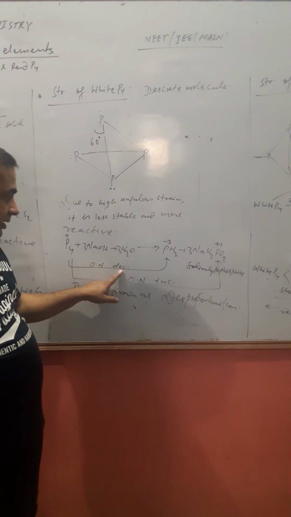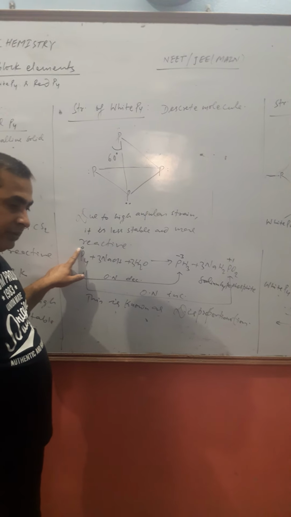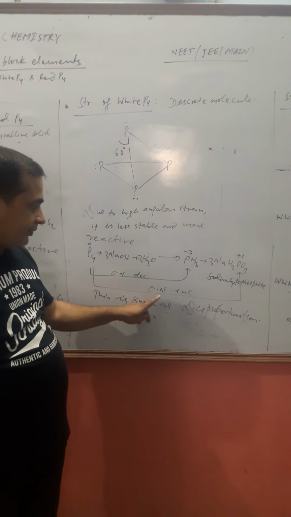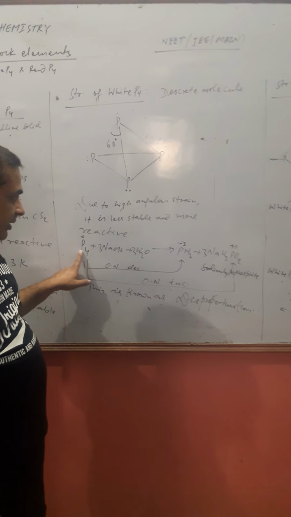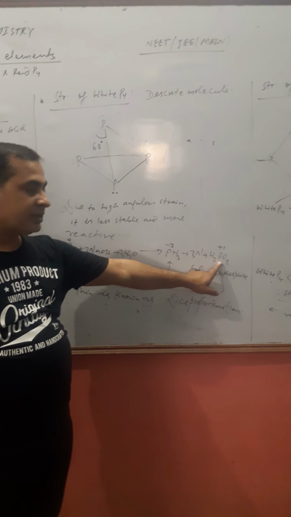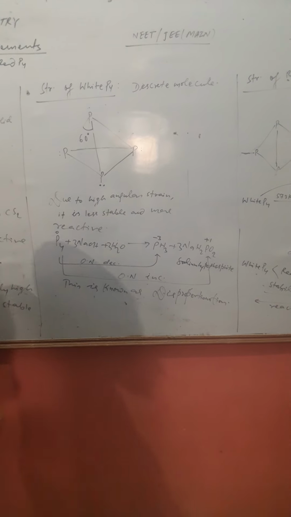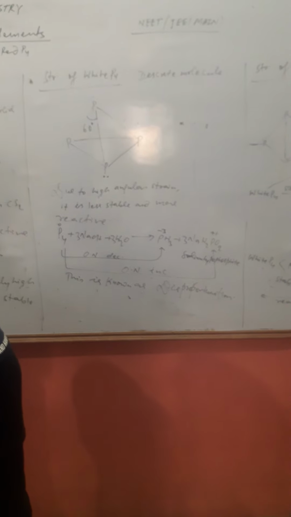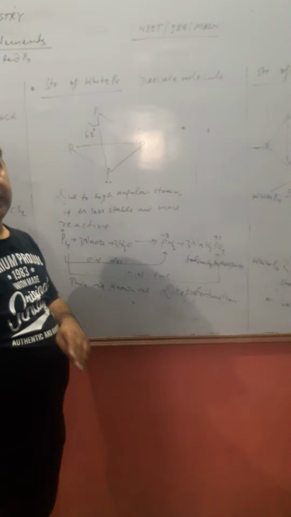So there is a decrease in oxidation number, and here the oxidation number of phosphorus goes from 0 to +1, that is, the oxidation number increases. The same element is reduced as well as oxidized, and therefore this reaction is disproportionation in nature. A disproportionation reaction is one in which the same element undergoes oxidation as well as reduction.